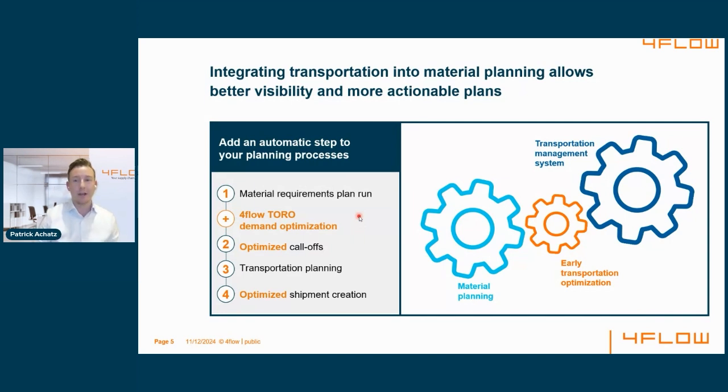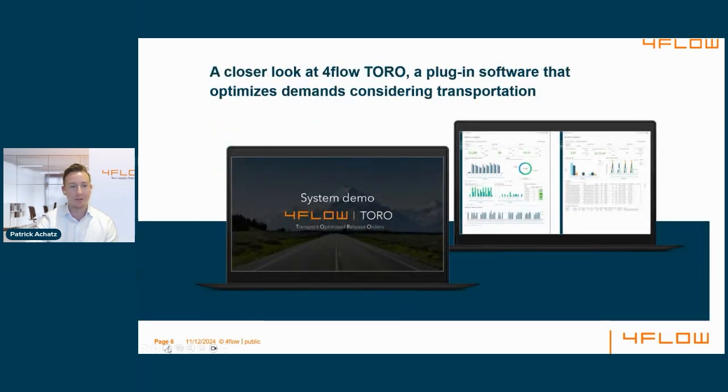After that, transportation planning aligns perfectly with these optimized call-offs, allowing for smoother shipment creation. This integration ensures that material and transportation planning work together seamlessly. By automating this step, we're not only improving efficiency, but also reducing costs and emissions by optimizing each step along the way. So, and now we're going to have a look at it. Let's look at the video.